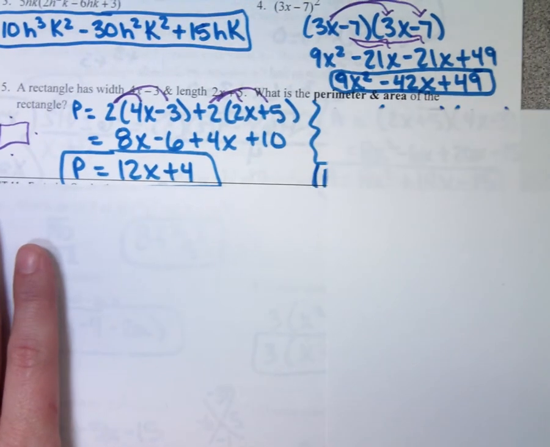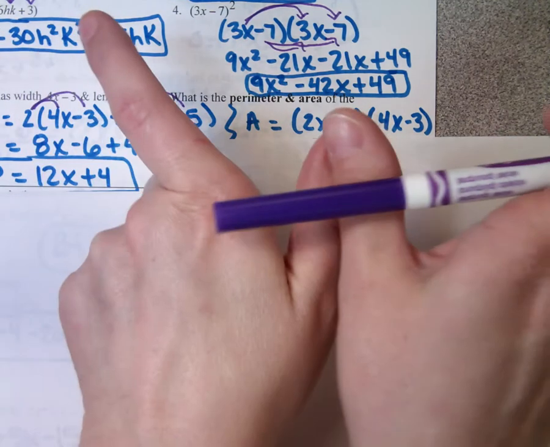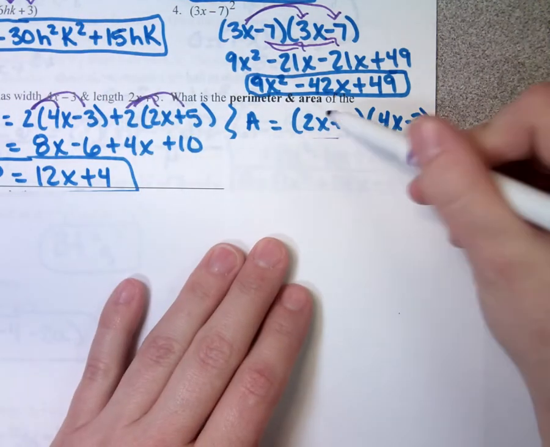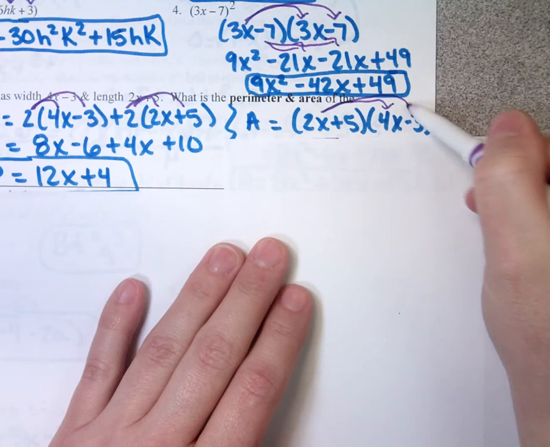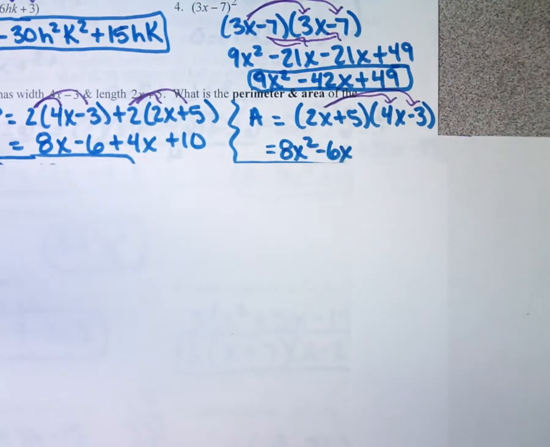Okay, area is length times width. So I smush my length and my width together. Since they are smushed, I have to FOIL or double distribute. So first I distribute the 2x with both things in the second set of parentheses. And that will give me 8x squared minus 6x.